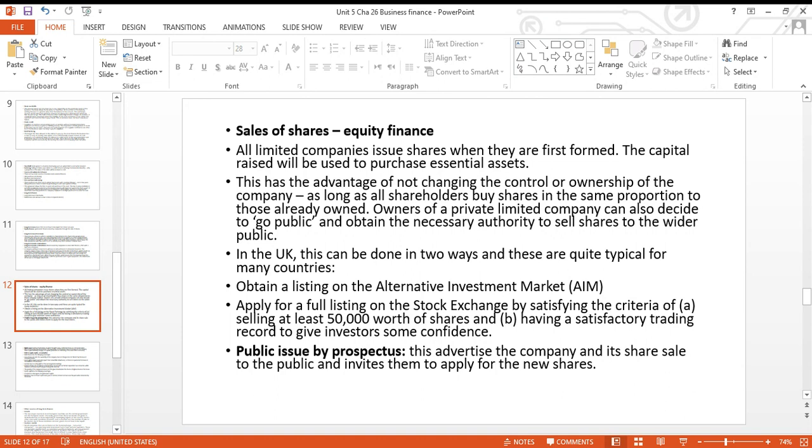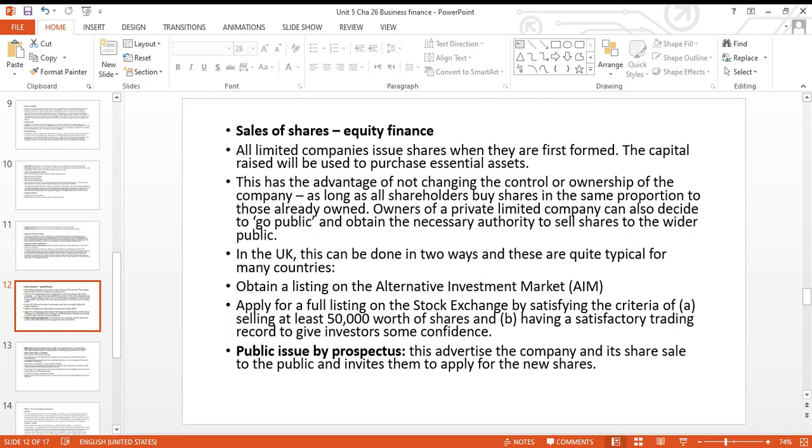This debenture and loan are both debt financing. So when you're talking about long-term source of finance, you're talking about either debt financing, money which you'll have to pay back, or equity financing, which is permanent finance, which you do not have to return. So how do you get permanent finance? You get permanent finance through the sale of shares, and that is what a company can do. It can sell more shares.